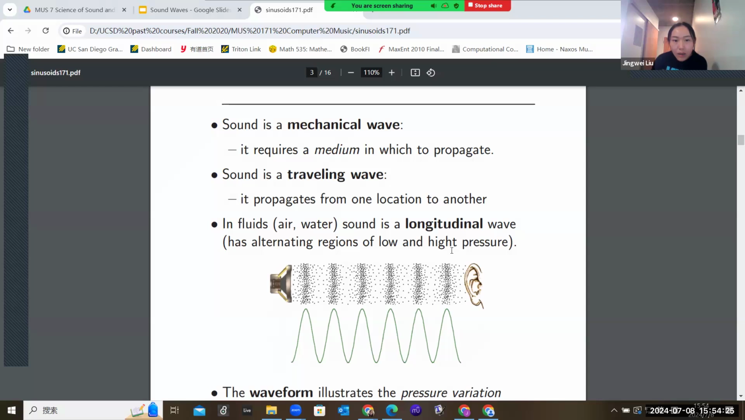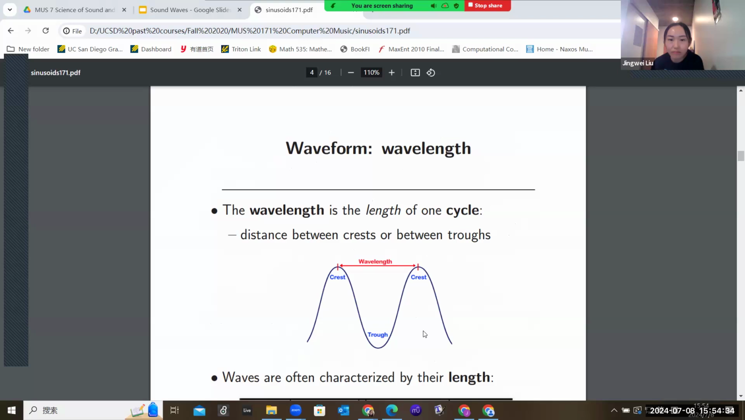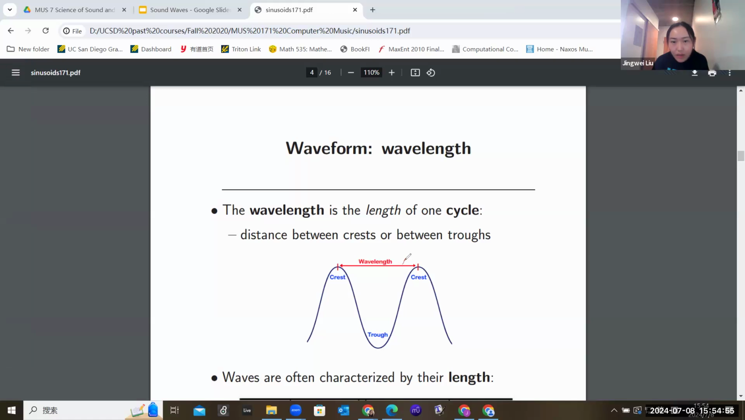So the waveform illustrates the pressure variation of the wave. Next is the wavelength. For a waveform, the wavelength is defined by two crests of the wave. The distance between the two crests is the wavelength. We usually use lambda to represent wavelength.